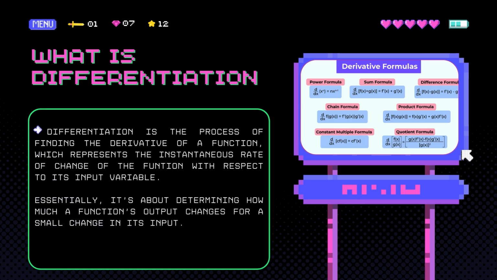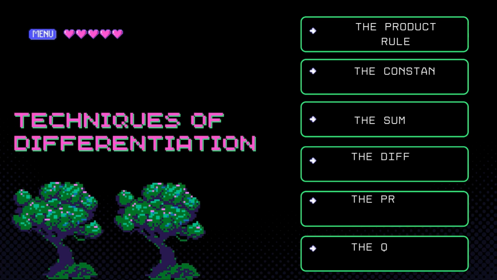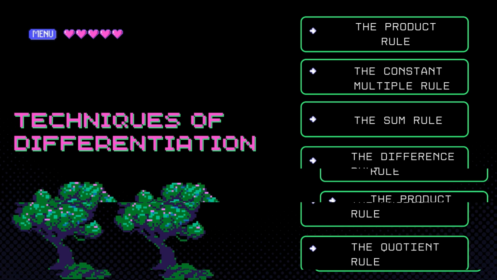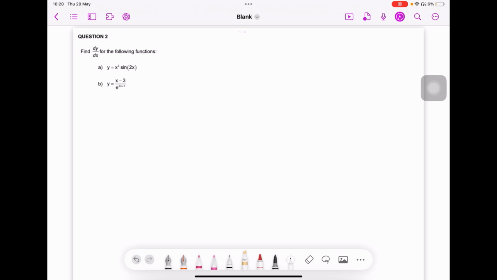So what is differentiation? Differentiation is a process of finding the derivative of a function, which represents the instantaneous rate of change of the function with respect to its input variable. Essentially, it's about determining how much a function's output changes for a small change in its input. So here are a few techniques of differentiation. We have the constant multiple rule, the sum rule, the difference rule, the product rule, and lastly, the quotient rule.